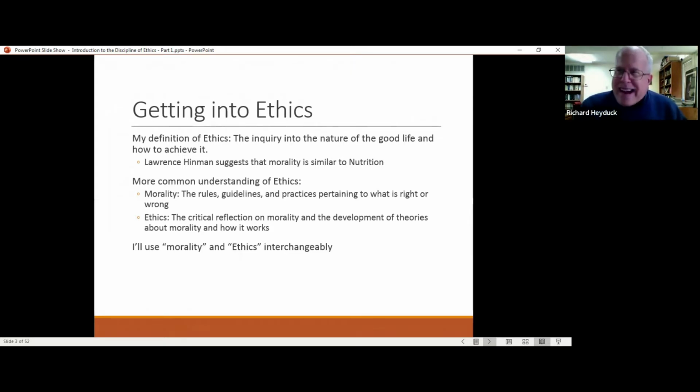Put briefly, I define ethics as the inquiry into the nature of the good life and how to achieve it. I admit this is a controversial decision. In many places and times, including our own current culture, there's little agreement that there is such a thing as the good life. Well, at least not a very substantive account of the good life that is common to all humans.